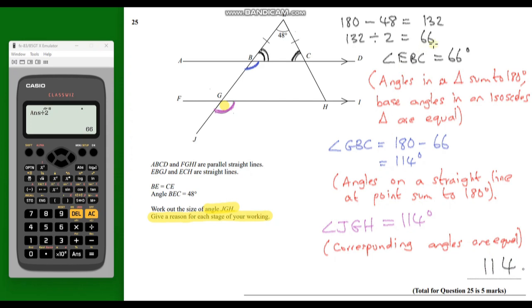But notice, for each of these angles that I calculated, I gave a reason for my answer. And this is worth 5 marks, so it is worth a lot, and you will lose marks if you don't give these reasons. So these reasons that I've given are probably worth at least 2 marks, I would say. So make sure you include them.